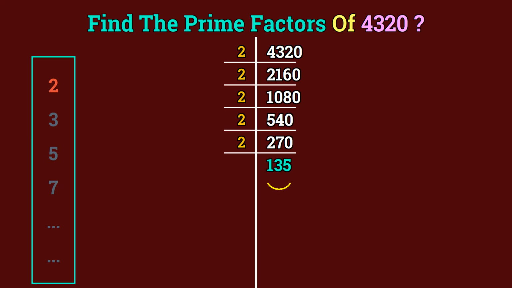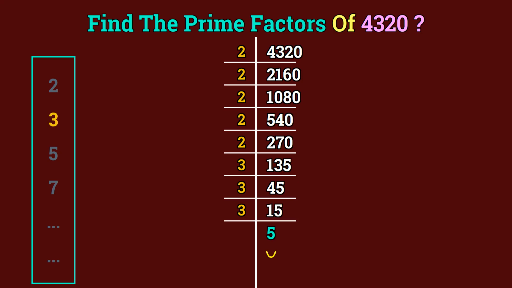Dividing 135 by 3, which equals 45. Dividing 45 by 3, which equals 15. Dividing 15 by 3, which equals 5. So 15 divided by 3 equals 5.